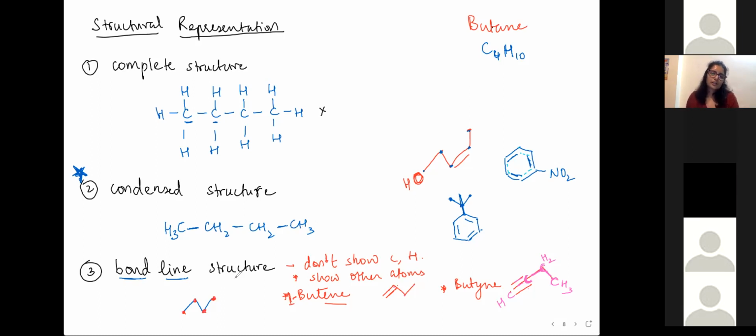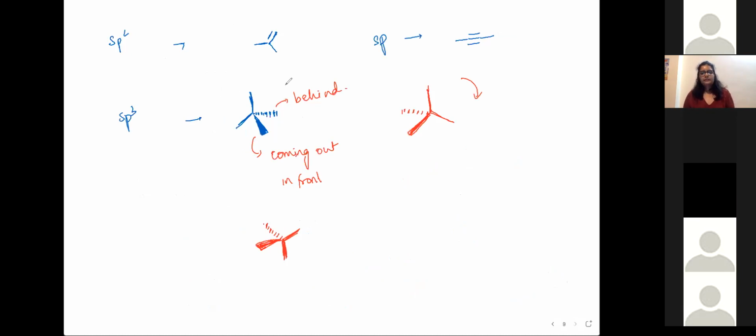But you will also come across bond line pretty frequently, so you will need to focus on learning both of these. Condensed is pretty self-explanatory, but bond line is what you'll need a little practice in. And 3D structures, the way you represent them is using dash and solid wedge. So these are the basics. Next class, we look at classification, nomenclature, and the different electronic effects and reaction mechanisms.